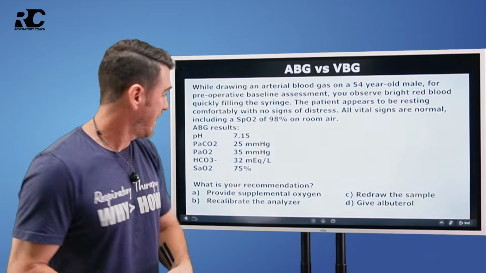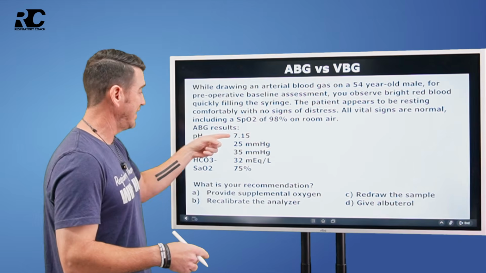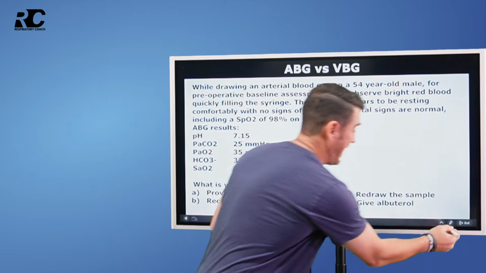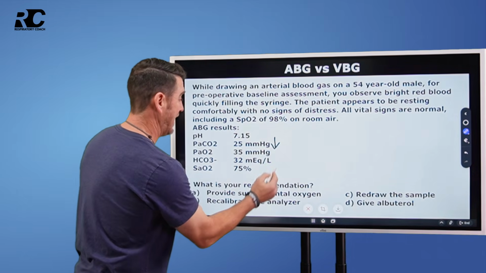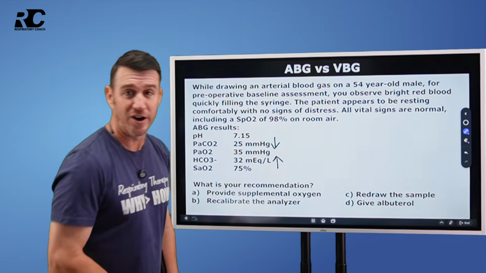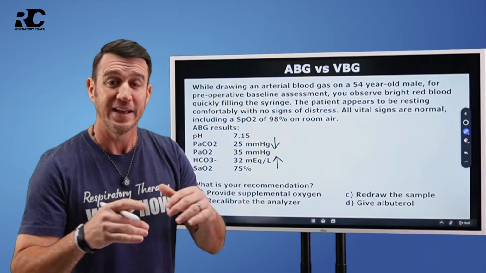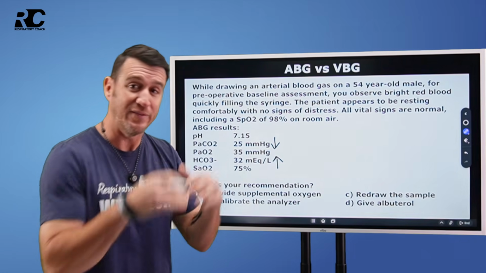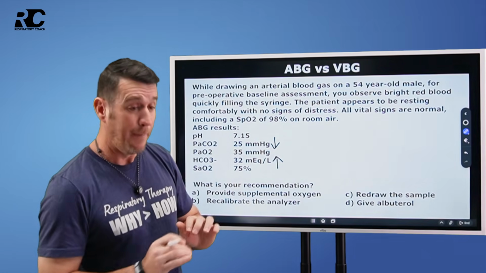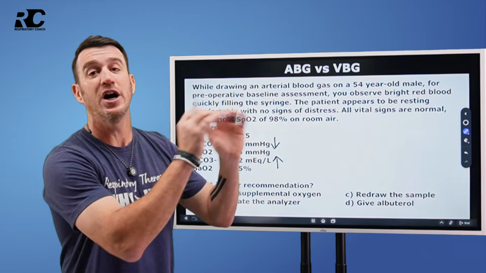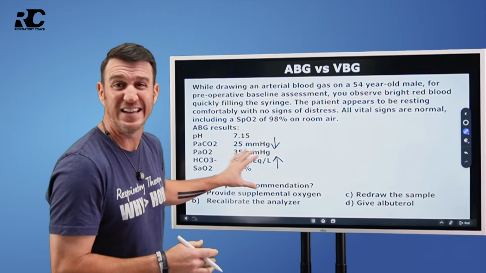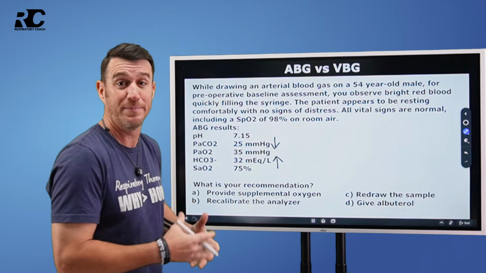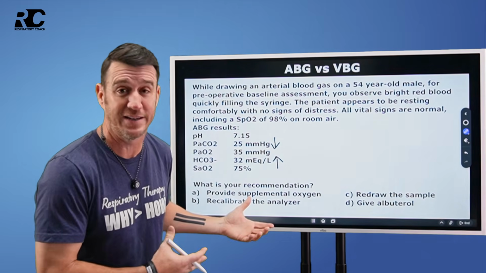Another thing that's weird about this is, how did we get a pH of 7.15 when we have a decreased CO2 and an increased bicarb? If you have a high bicarb, that should pull the pH up. If you have a decreased CO2, that should push the pH up. And so we've got a blood gas here that doesn't make any sense. You can't interpret that blood gas. Why? Because it's a bad blood gas.